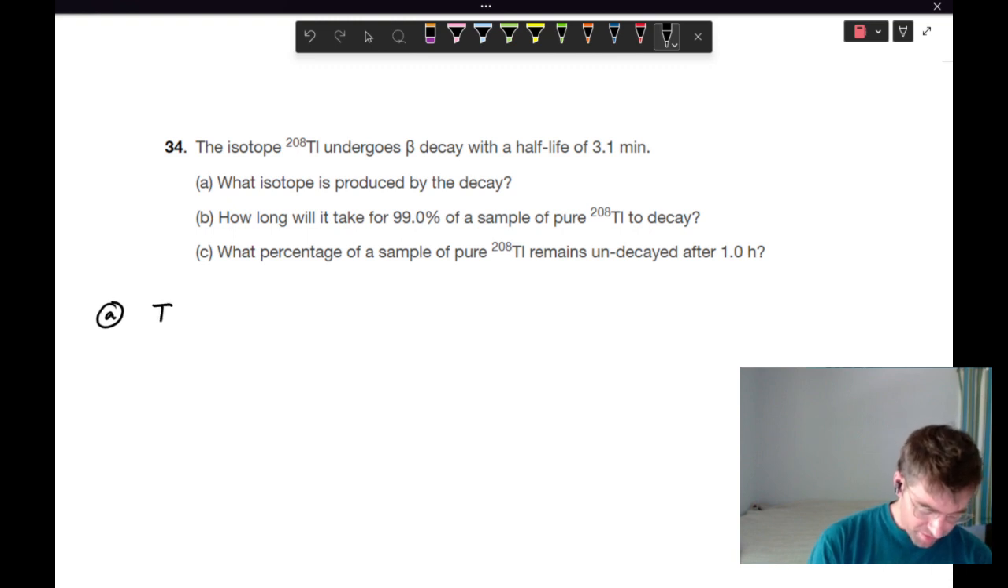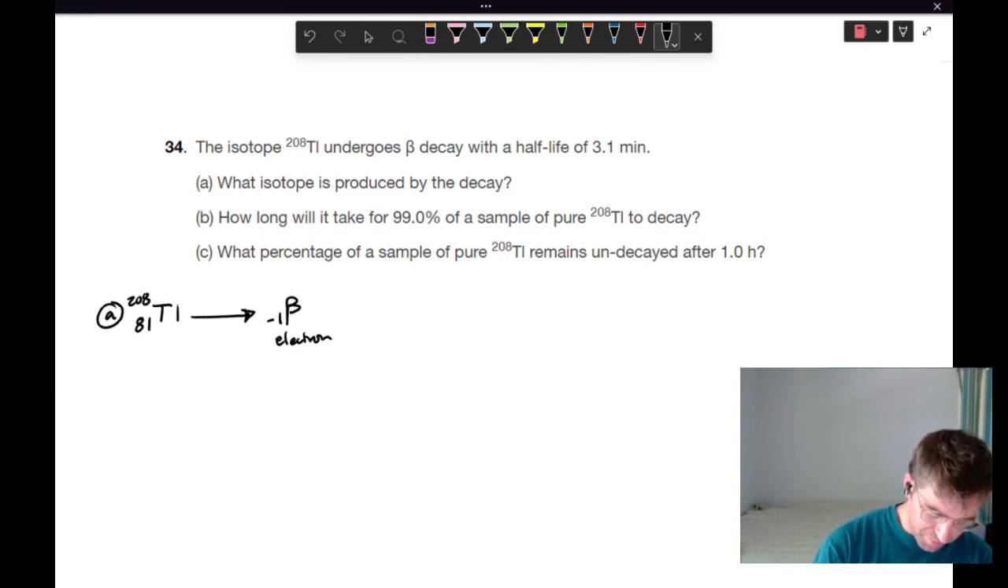We have our TL208. They gave us that. We need to go to our periodic table and look up how many protons are in the nucleus and determine the identity of TL. And that happens to be 81. We know that it undergoes beta decay. So we're basically getting this, our beta electron, which has a charge of -1 and has no mass, functionally speaking, for our purposes.